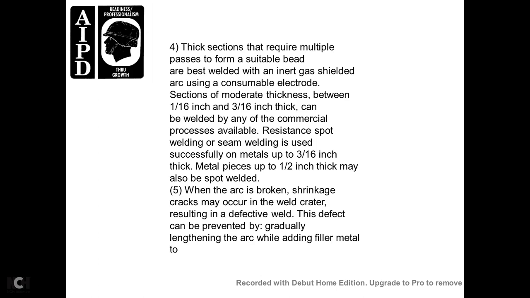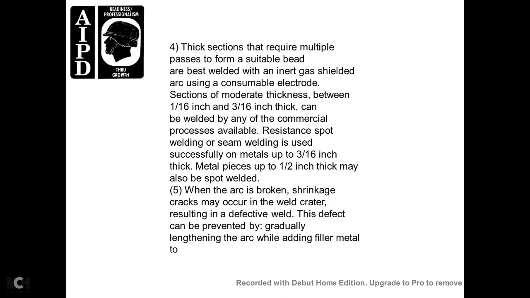For thick sections which require multiple passes, a suitable bead is best welded with an inert gas shielded arc using a consumable electrode. Sections of moderate thickness between 1/16 and 3/16 of an inch can be welded by any of the commercial processes available. Resistance spot and seam welding is usually successful on metals up to 3/16 of an inch. Metal pieces 1/2 of an inch thick may also be spot welded.